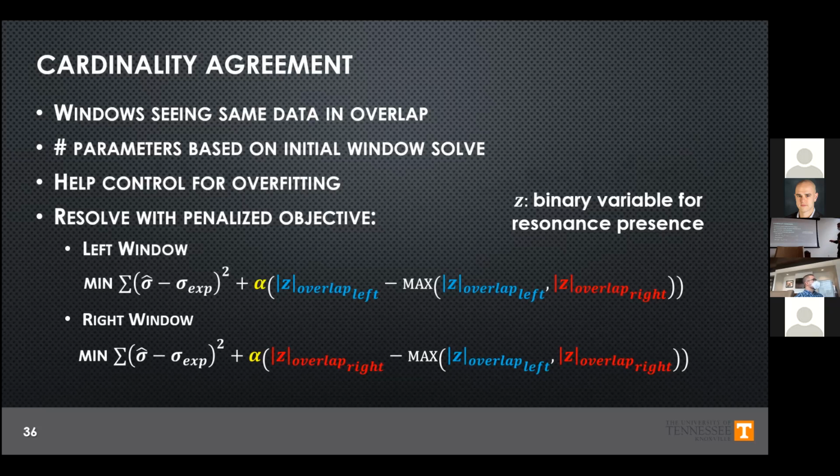So this blue term is simply just saying how many resonances does the left window see in the overlap. The red term is saying how many resonances does the right window see in the overlap. We're trying to minimize that difference.